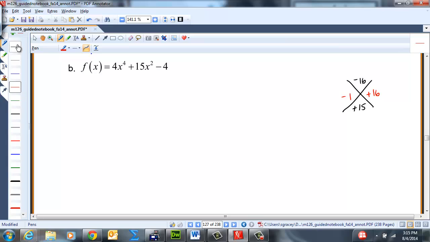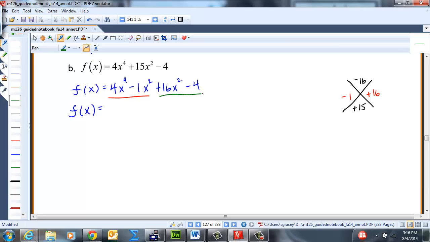So let's see what we got. So this f of x is equal to 4x to the 4th minus 1x squared, because we have x squareds as our middle term. We're just breaking up 15x squared into negative 1x squared plus 16x squared, and then minus 4. So you look two at a time to factor by grouping. So I'm looking at this group here and this group here.